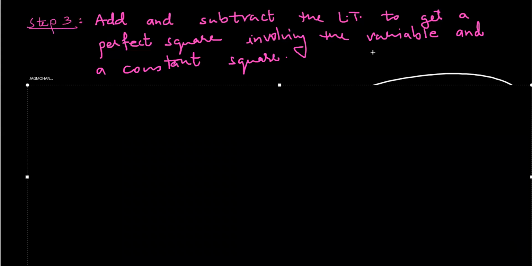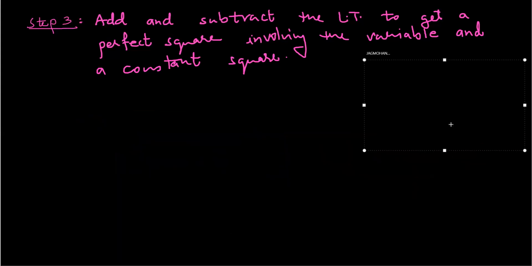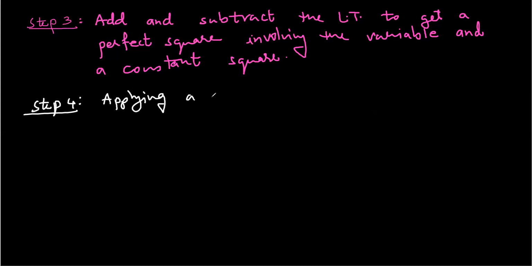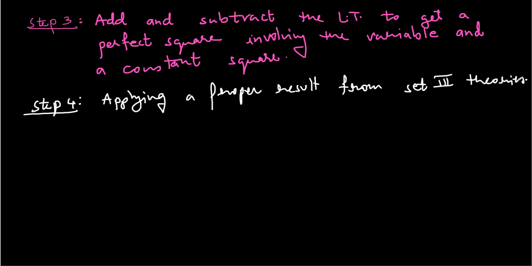Okay, very important ideas. So the last step here, now we will write the 4th step. So step 4, I write step 4, and after step 3, step 4 is apply a proper result from set 3 theories. Set 3 theories. I hope you all have understood. When I will solve problem for you, you will understand much better.